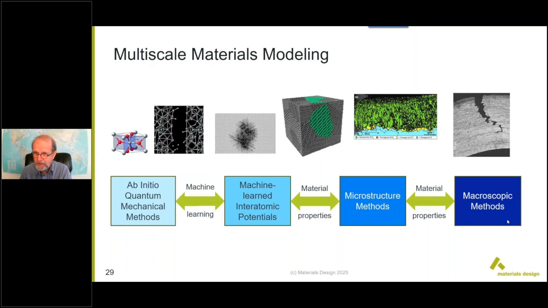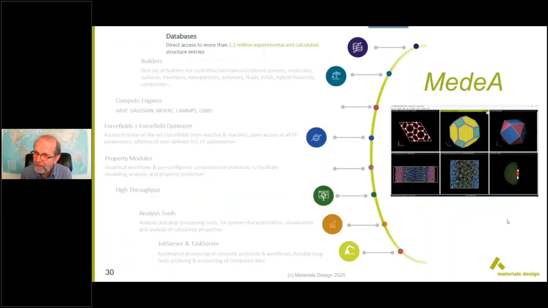Now, this was just a snapshot of what we can do with the tools that are integrated in MedeA. But the real purpose of MedeA is to empower you to do exactly these calculations with the best tools available and with the best support in this industry, because we have a team of very dedicated, highly qualified scientists who will work with you to make you successful using these methods. And all of that is integrated in a materials modeling environment that we call MedeA.